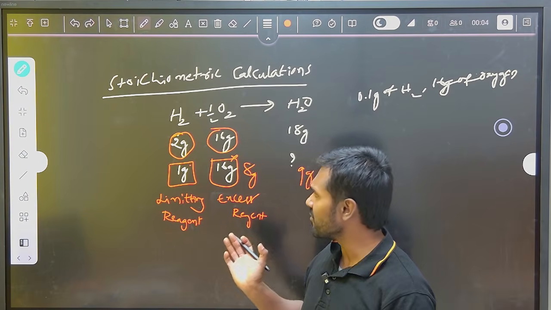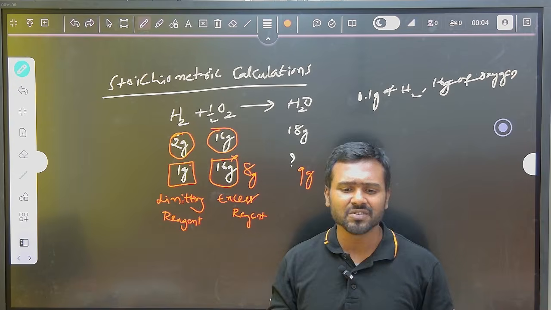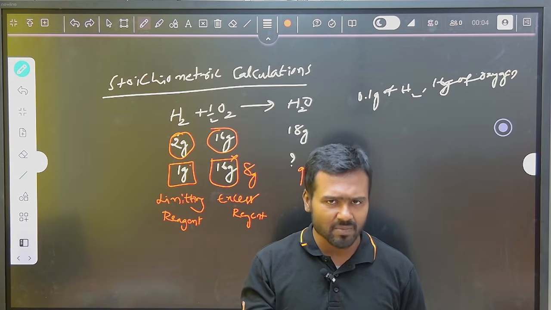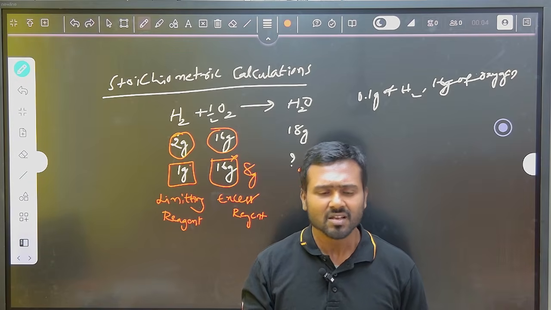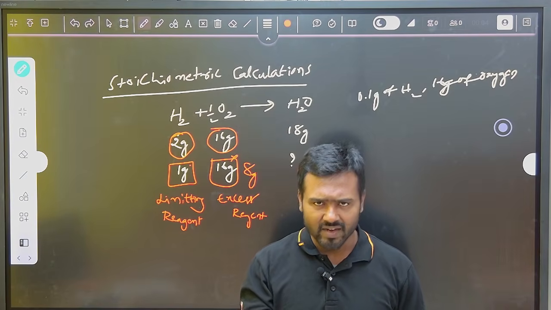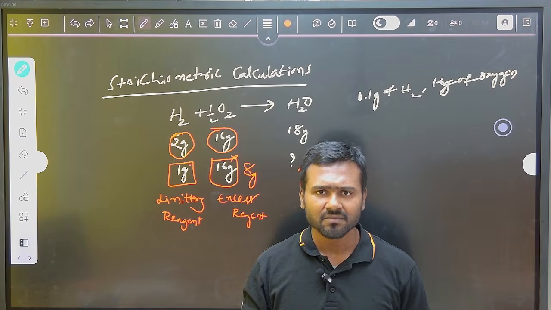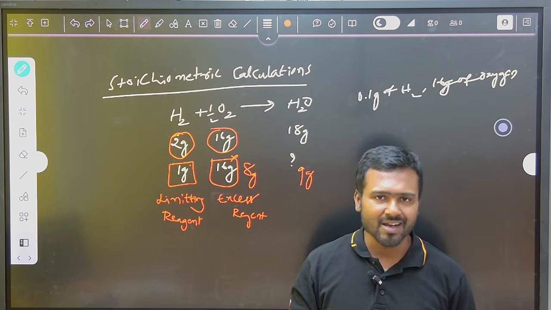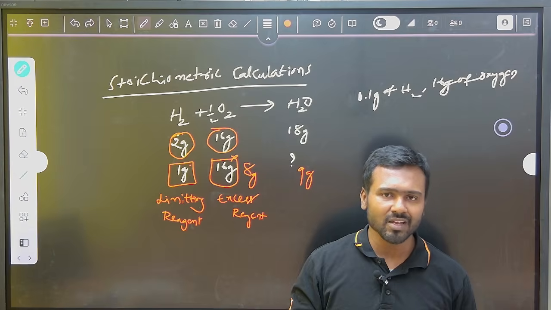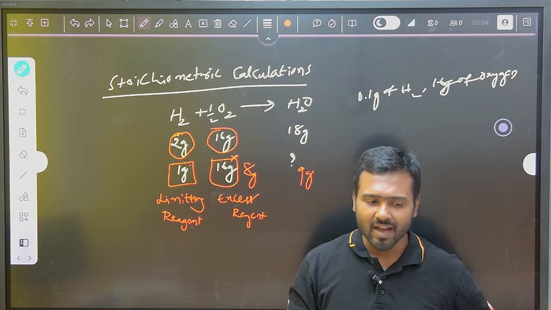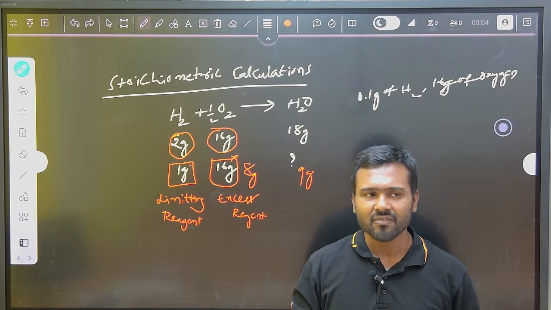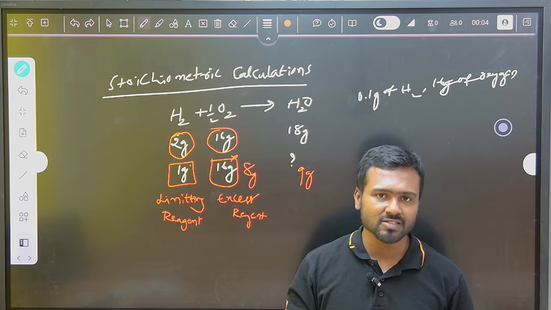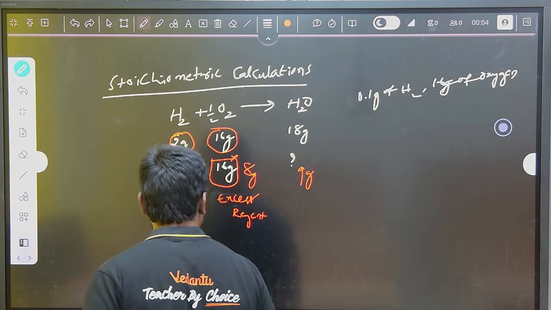You can take the number of moles or the mass, in whichever quantity they are asking. If they are asking in the number of moles, then you take the number of moles; if they are asking in terms of weight, then you take weight. And by the way, the law of conservation of mass is not applicable to nuclear reactions, and it is not applicable for gaseous reactions. Let's take one example here.